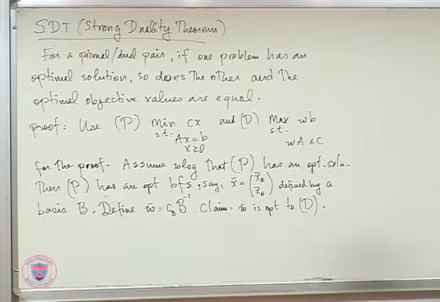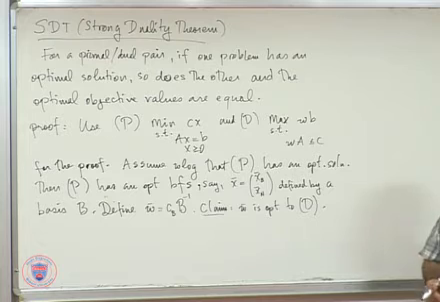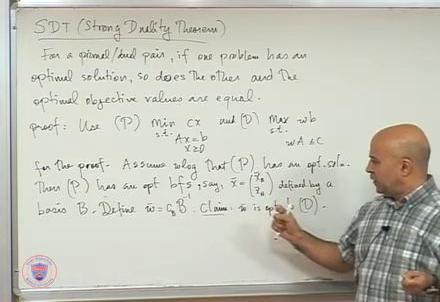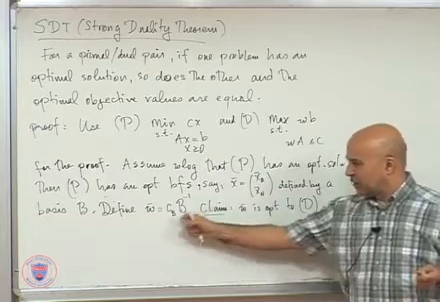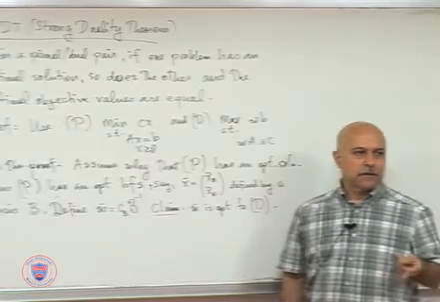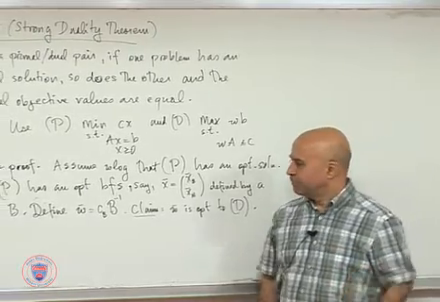To prove this claim, of course, you need to prove two things. Number one, you need to prove that it's feasible to its dual problem. Number two, its objective value cannot be any better. Okay?